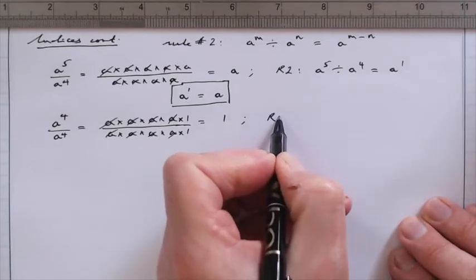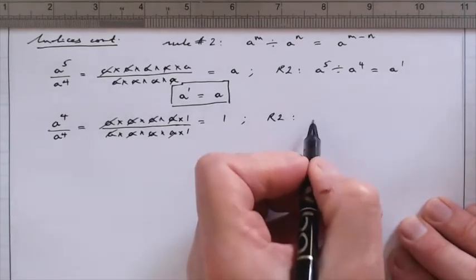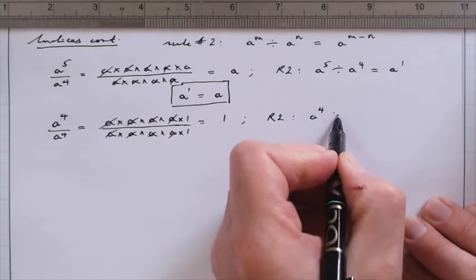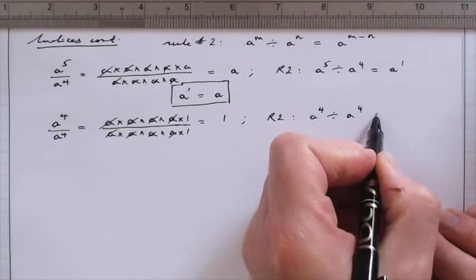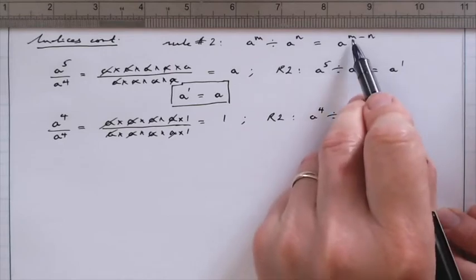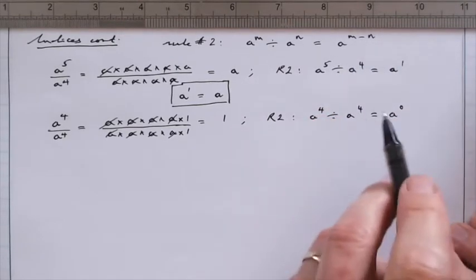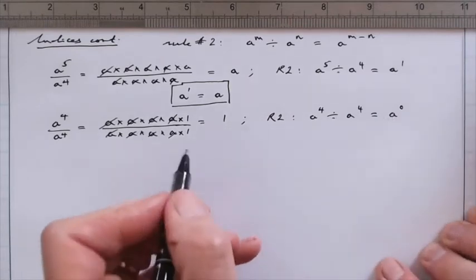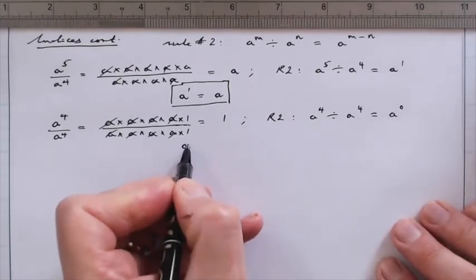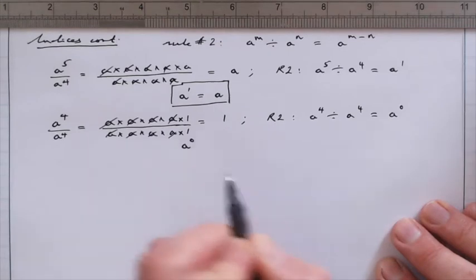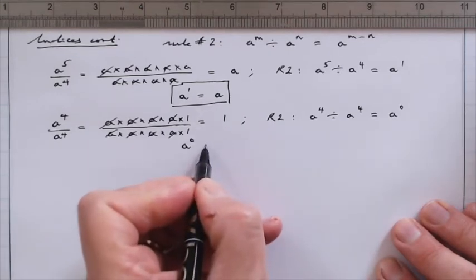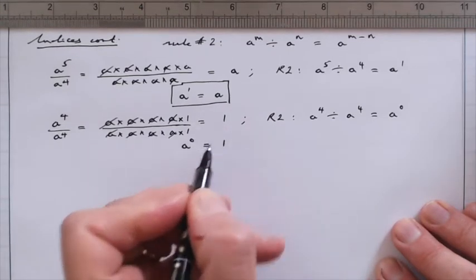Now, had I applied rule 2 to this blindly, I would have had that a to the 4 divided by a to the 4 is a to the 4 take away 4, which is a to the 0. And so we see, comparing the outcome of this, we have the other very useful thing, which is that any quantity raised to the power of 0, any base raised to the power of 0, is 1.